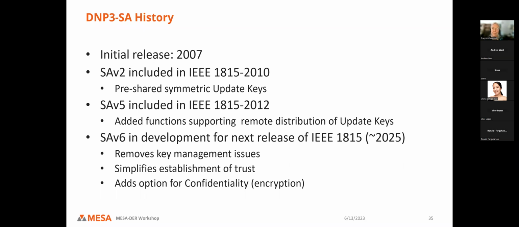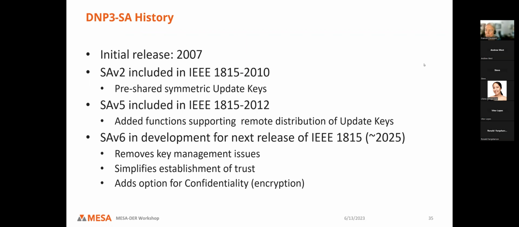And so there's a bit of new terminology being developed to describe this, but it's a completely different way of establishing the trust between the devices, and it simplifies the use of that for the utilities or the end users and the system operators and owners. So this is what's coming out next in the next release of 1815, which is due mid-2025, let's say. It might be a bit earlier, but definitely by the end of 2025.